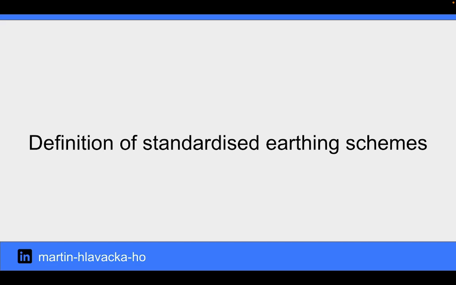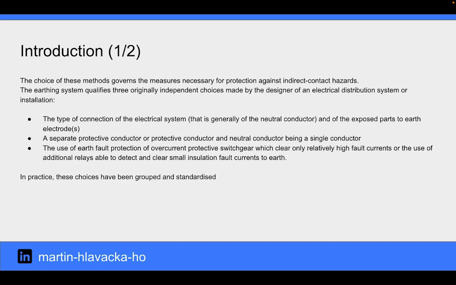Definition of standardized earthing schemes. The choice of these methods governs the measures necessary for protection against indirect contact hazards. The earthing system qualifies three original independent choices made by the designer of an electrical distribution system or installation. The type of connection of the electrical system and the exposed parts to the earth electrodes. A separate protective conductor, or protective conductor and neutral conductor being a single conductor.